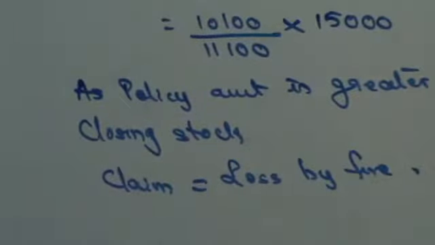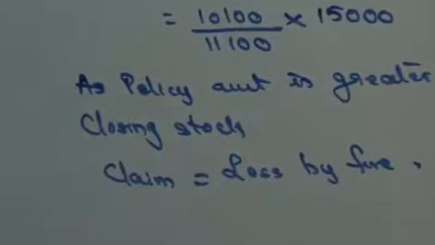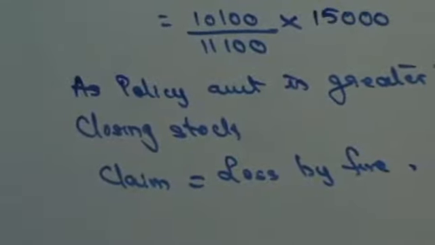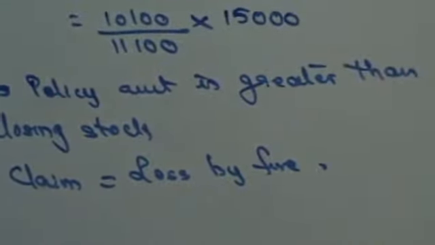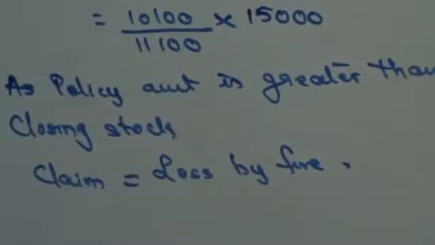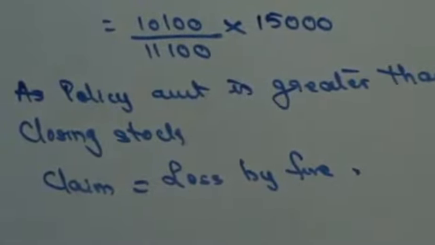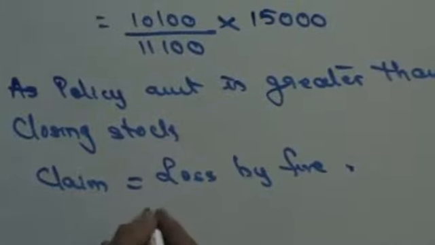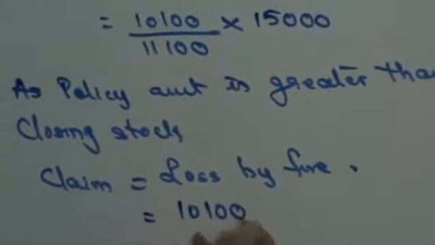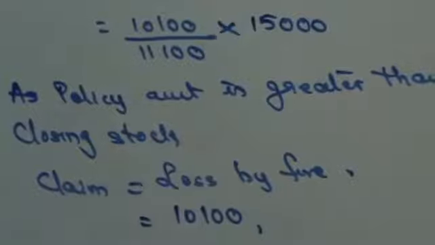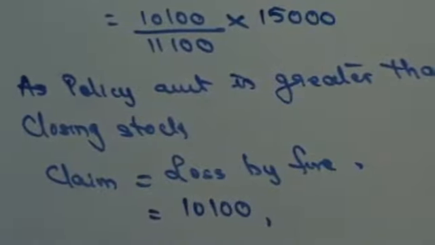Your formula changes if your policy amount is greater than your closing stock. Since policy amount is greater than the closing stock here, therefore your claim will be equal to loss by fire. So your loss by fire is 10,100. Your claim is going to be therefore 10,100. Right? Do we get this thing clear?